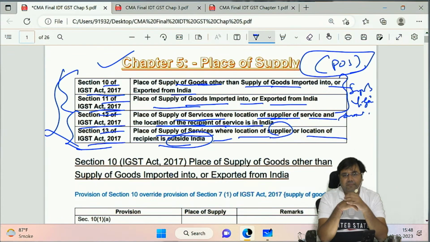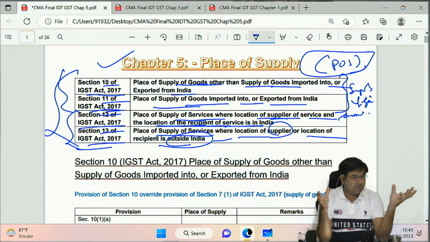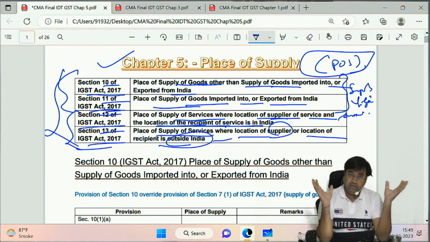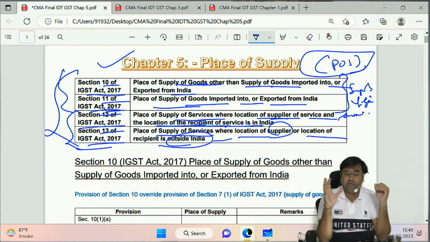Where is it defined? It is not defined in GST law. In fact, I also gave you the logic that this may be the reason that it is not defined in the law. The government thinks it is tangible in nature and they can easily trace the journey of the goods. If these goods are moving from this location to this location, they can easily see that journey. So that's why they have not defined the location of supplier of goods and location of recipient of goods.